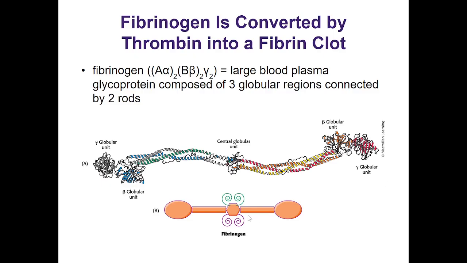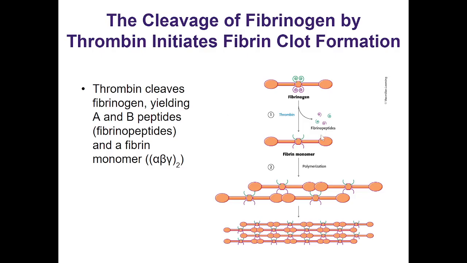And you can kind of see a bit more detail about it, right? Okay, so when we look at an abstract, we're going to use that to look at how these would actually link up and make their cross linkages. Okay? And so the thrombin is going to cleave the fibrinogen. This is going to yield our A and B peptides, which are our fibrinopeptides, and a fibrin monomer. Okay, this right here is the fibrin monomer right there.